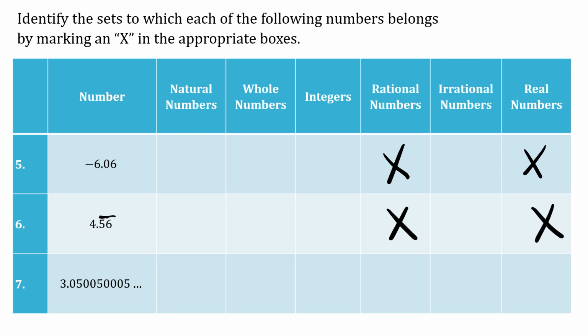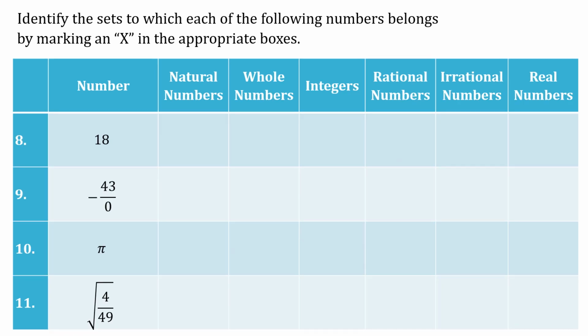All right, number 7. Here we have 3.05005005... So it's indicating that it goes on forever. All right, so here we have a non-terminating, because it doesn't end, non-repeating decimal. So if it's non-terminating, non-repeating, it is an irrational number. But irrational numbers are part of that larger set of real numbers. So it's irrational and it's real.